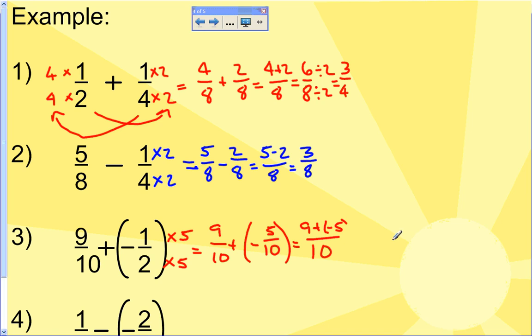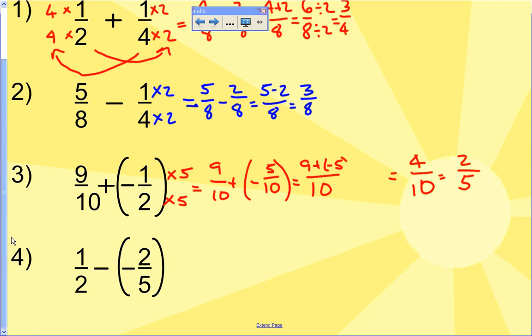So I'm gonna scoot way over here to get away from that dead spot. 9 plus negative 5, as I said, was 4 over 10. You've always got to simplify if you can. These are both even numbers. Even numbers can always be divided by 2. So divide the top by 2, I get 2. Divide the bottom by 2, I get 5. And that's my answer.